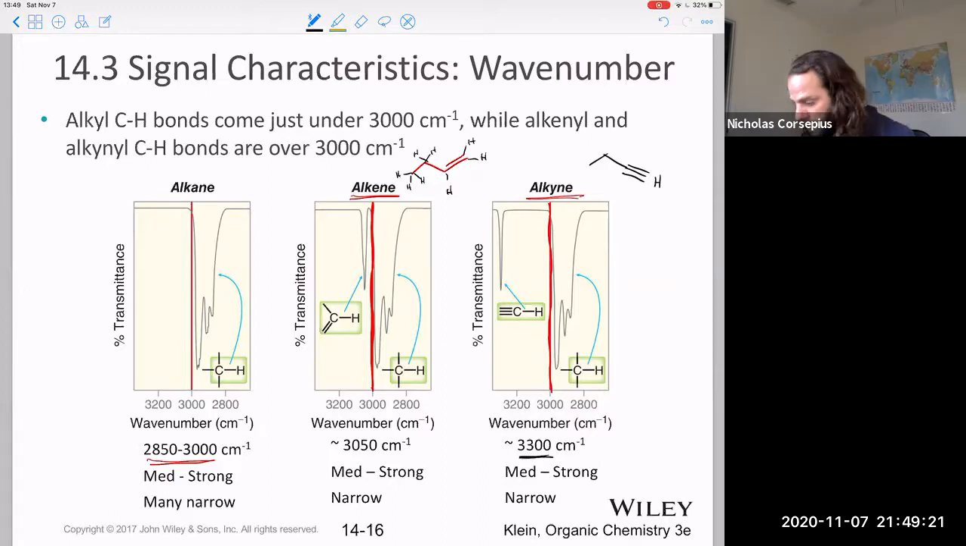So again, this would be a good example of a compound that might have a spectra like this. It still has all these sp3 carbon hydrogens corresponding to this big ugly peak south of 3000. But now we've laid down our 3000 line and we see this sharp peak just north around 3300. Okay, so those are our alkane, alkene, and alkyne carbon hydrogen bonds.